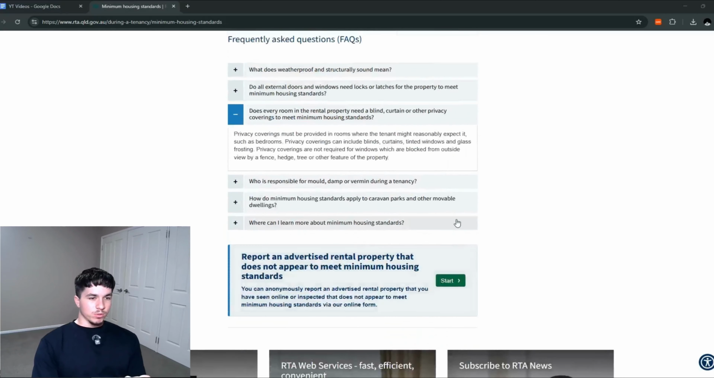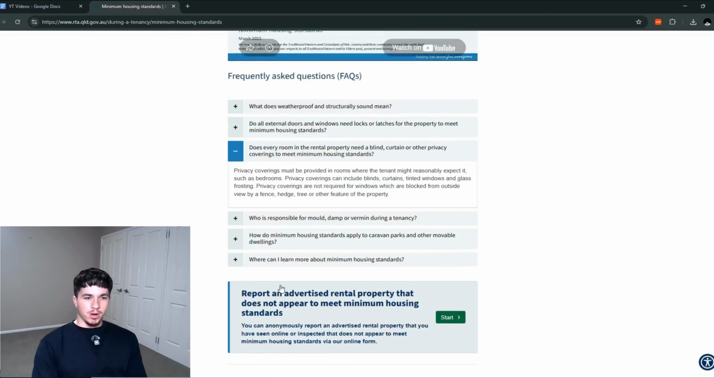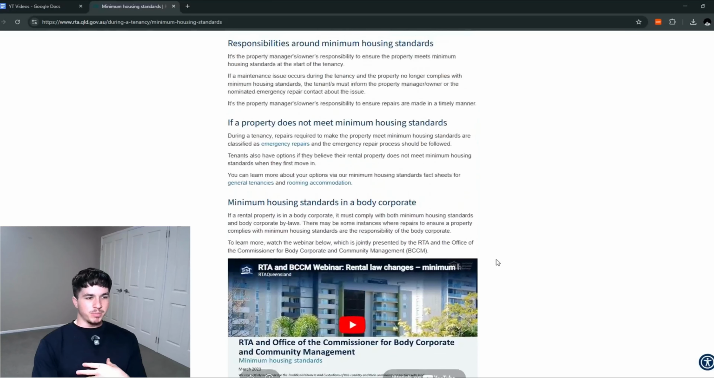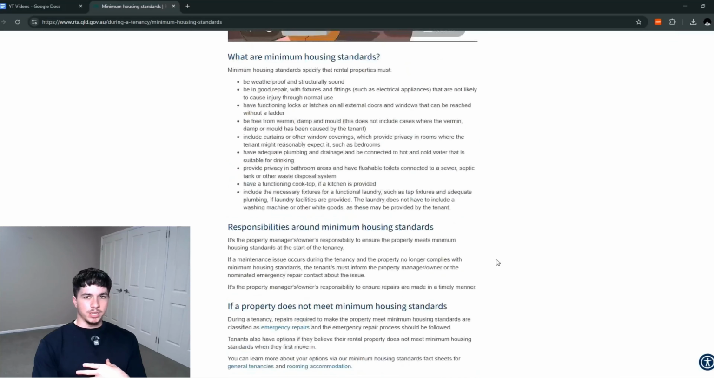What tenants can also do is report and advertise rental property that does not appear to meet minimum housing standards, and anonymously. So if they've inspected your property, and keep in mind that as a property manager, we are obliged to let the tenant know, or applicants know, if there is anything wrong with the property. That's what we do.